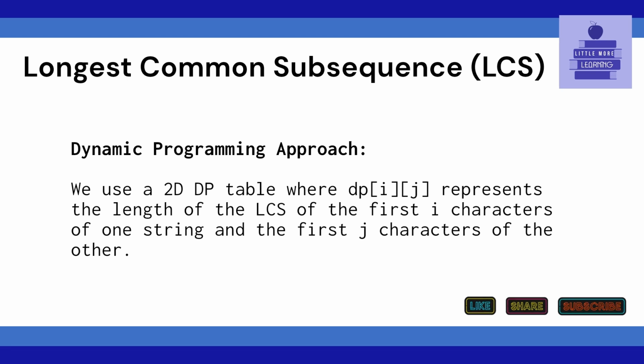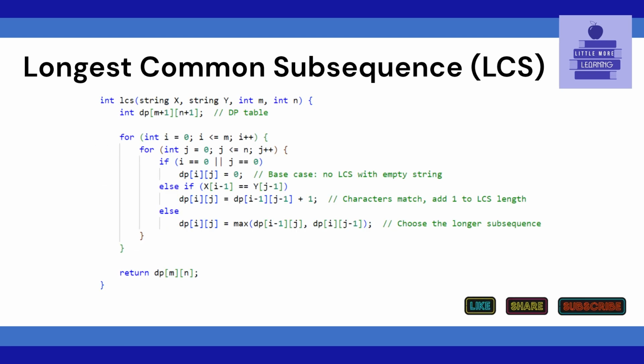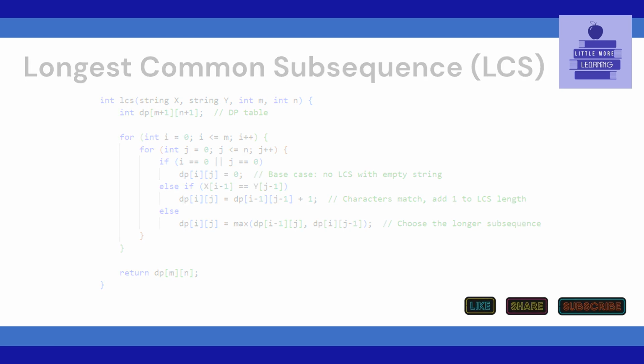Dynamic programming approach. We use a 2D DP table where dp[i][j] represents the length of the LCS of the first i characters of one string and the first j characters of the other. In this C++ code, dp[i][j] is the length of the LCS up to the ith character of x and the jth character of y. If the characters match, we add 1 to the LCS of the previous characters. If not, we take the maximum LCS possible by either excluding the current character of x or y.